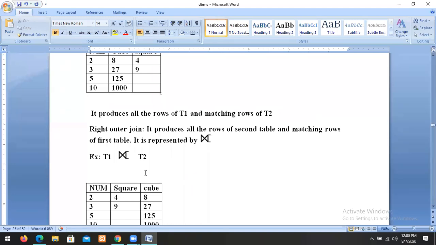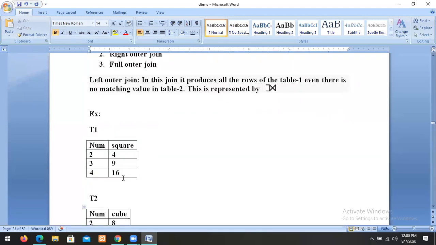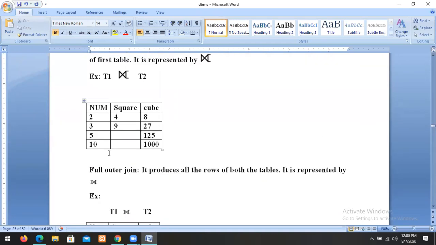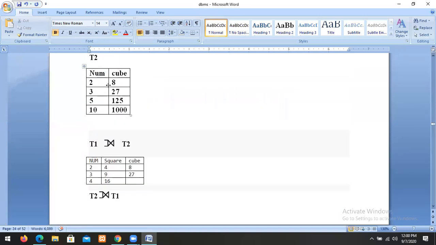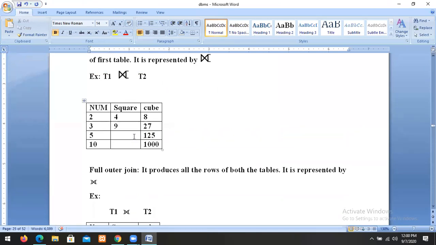Suppose this is the one, T1. Again we go for T1 and T2: T1 right outer join T2. So when you use T1 right outer join T2, only matching rows of T1. What are the matching rows of T1? 2, 4, 3, 9. And all the rows of the second table, 2, 8, 3, 27. This is called as right outer join.